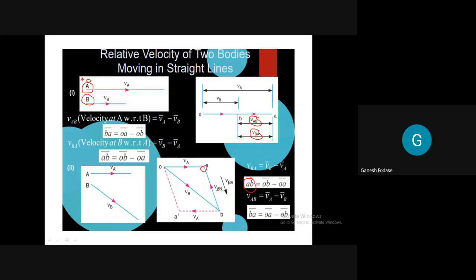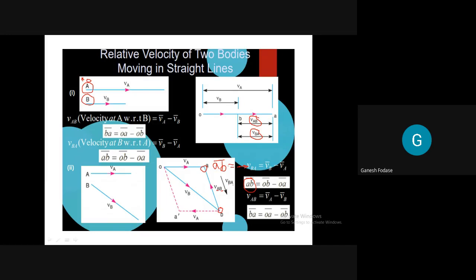This is A and this is B. Understand? Vector AB represents what? Force acting A to B? Repeat please. I am not talking about force till now. I'm talking about velocities. Don't involve force here. I'm not saying force, I'm saying velocity.